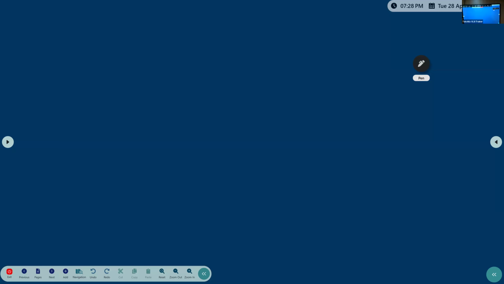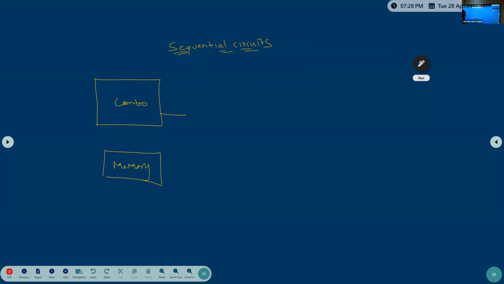Sequential circuits. Keep a heading: sequential circuits. A sequential circuit is nothing but a combinational circuit plus memory. Combo plus memory. Simply, that is the definition if someone asks.